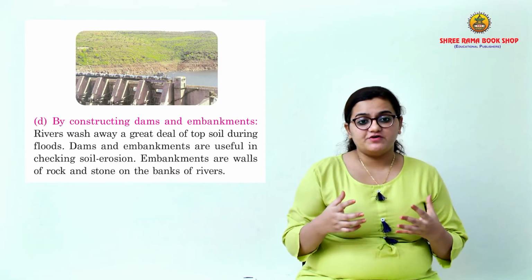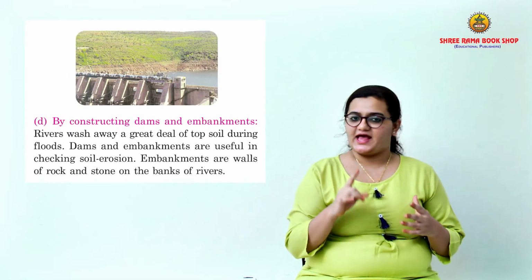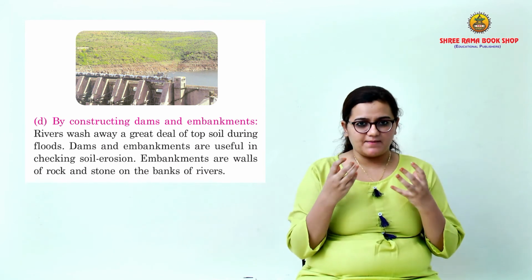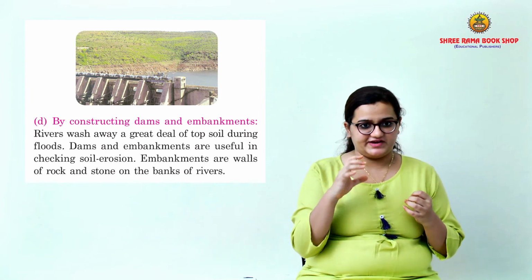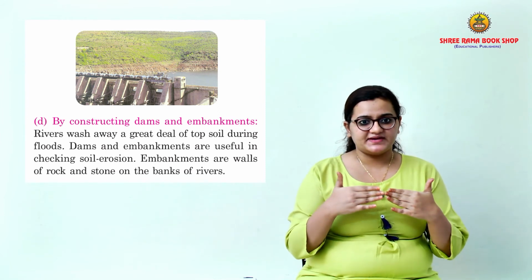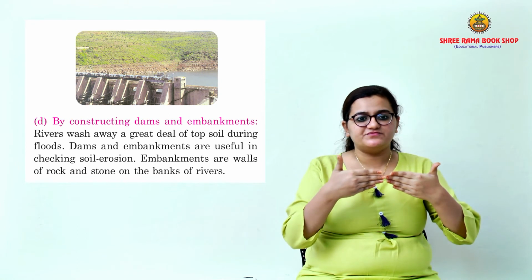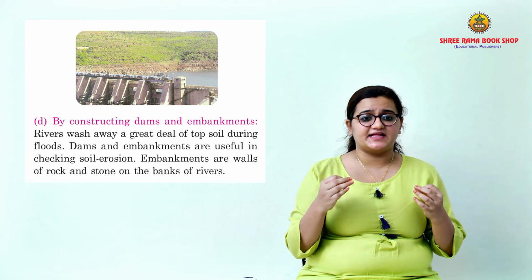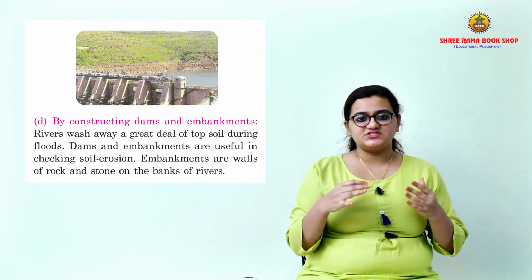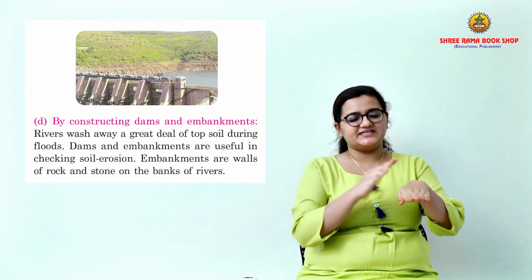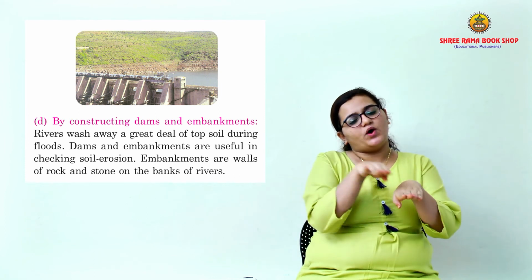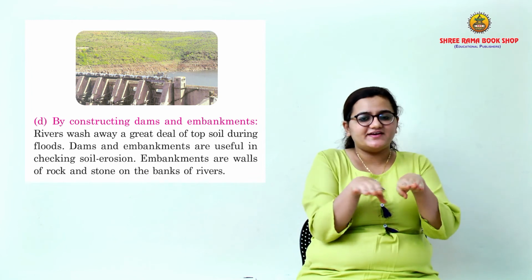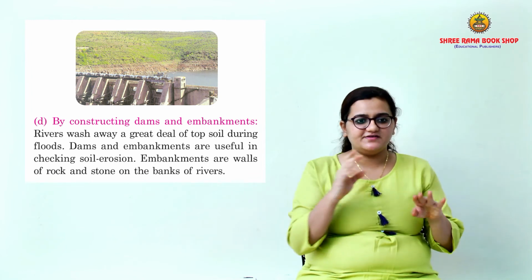Next, by construction of dams and embankments. As you can see in the picture, rivers wash away a great amount of topsoil during floods. Dams and embankments, when constructed, are useful in checking soil erosion. Embankments are nothing but walls of rocks and stones placed on the bank of the river so that the water can flow, but the soil cannot wash away. It will stop the soil there, and let the water flow.